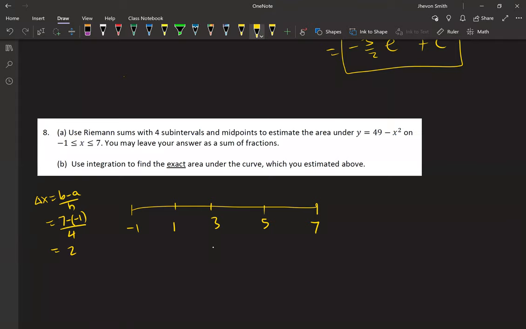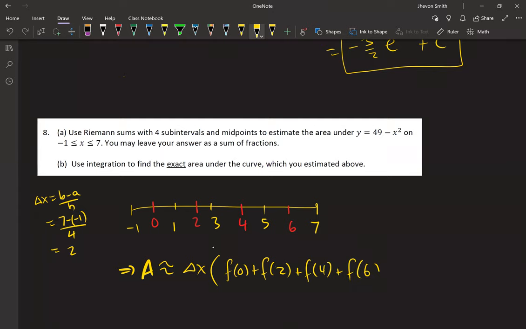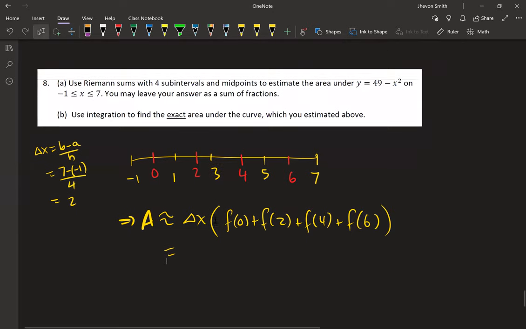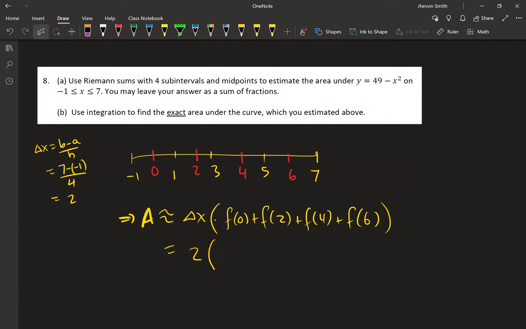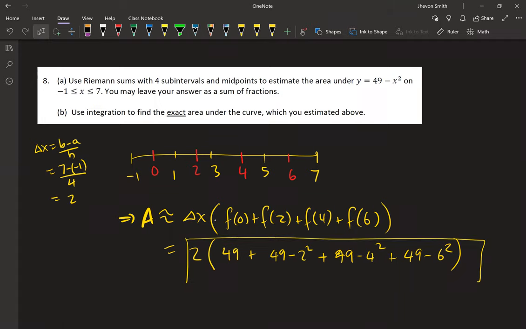And then it says midpoint. So you want the ones in the middle. So you're actually going to pick the numbers 0, 2, 4, and 6. And so your approximation for area is going to be roughly equal to delta x times f of 0 plus f of 2 plus f of 4 plus f of 6. And then you just plug those into the function. So your delta x is 2 times f of 0 is 49, plus f of 2 is 49 minus 2 squared, plus f of 4 is 49 minus 4 squared, plus f of 6 is 49 minus 6 squared. And it says it's okay to leave your answer as a sum, so that'd be the final answer there.